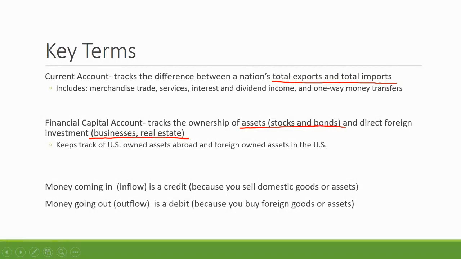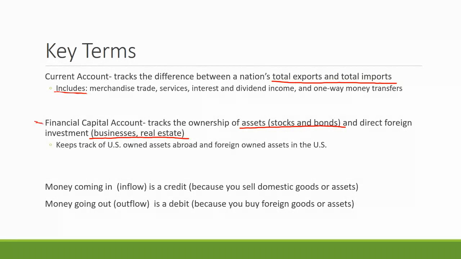Okay, so couple different terms you're going to hear. The current account is going to track the exports and total imports. That's our goods and services. Notice what it includes: our merchandise, again physical goods, and services in certain cases. Also, any type of dividend income we can track in there. So any physical good that's going to get sent back, right?